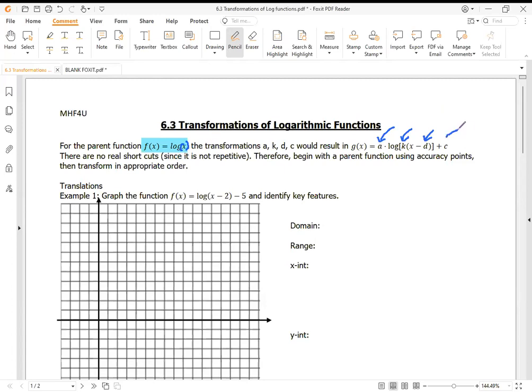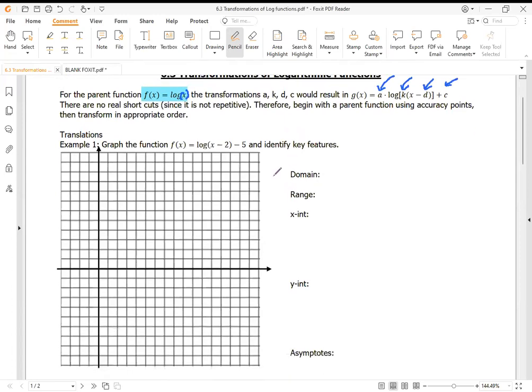And then C is the outer thing. So we're going to keep it simple. I would like to graph the function where the D value is 2 and the C value is -5. And then we'll talk about where the domain has moved from before and after, which means I am going to divvy this up.